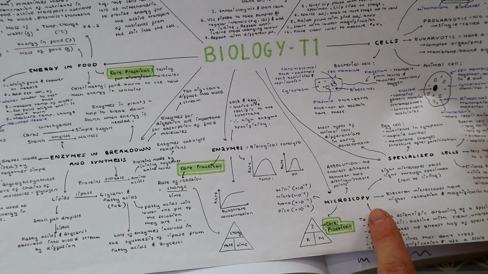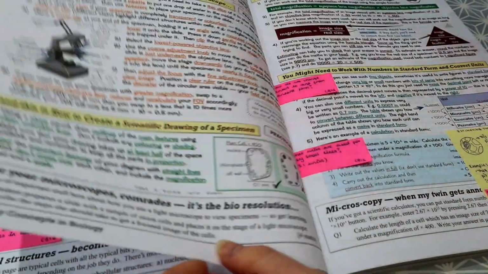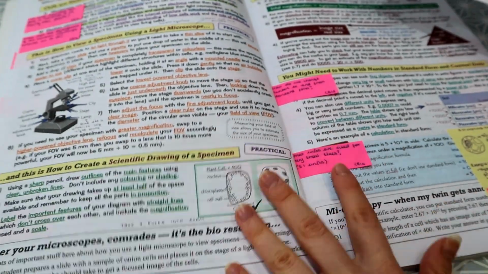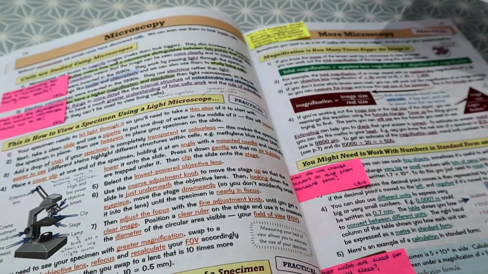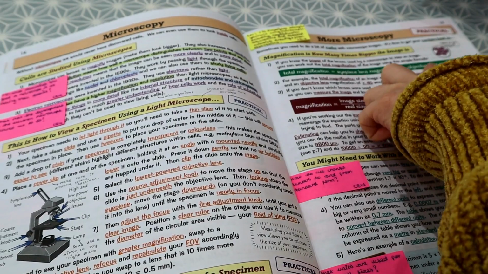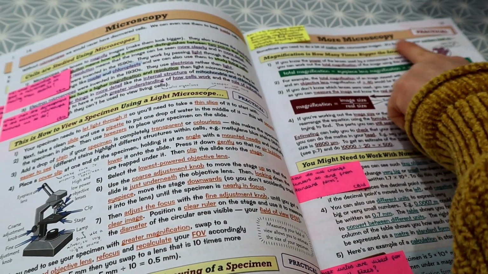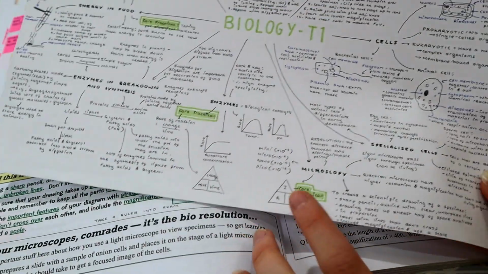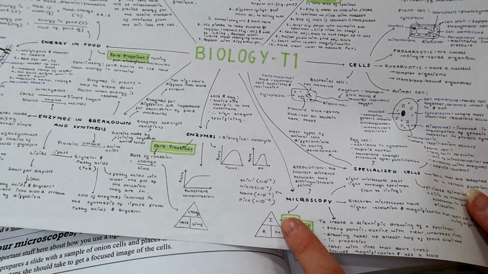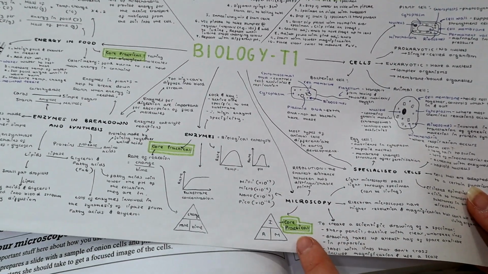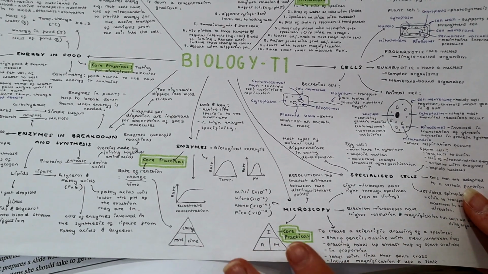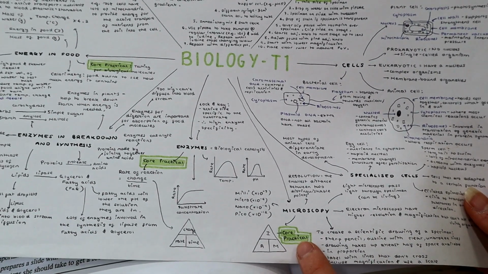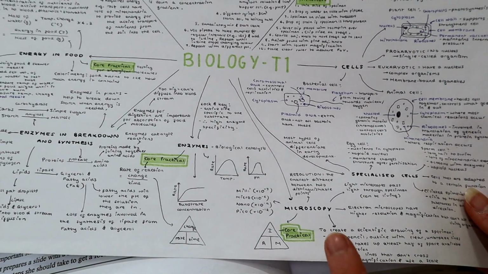So say for example here I've got microscopy on the page. This was a double page spread and the title here was microscopy, and then you can see there it becomes like this part's the practical. So I just put the general information about microscopy down here, and anything for the core practical I left until later. So I just highlighted here that there was a core practical in this specific section.